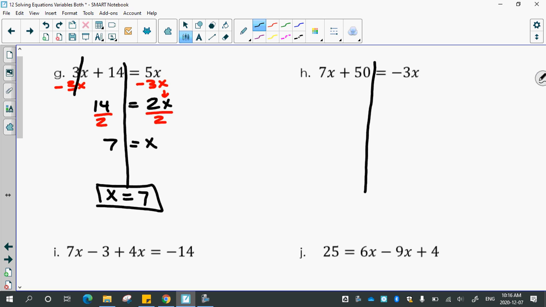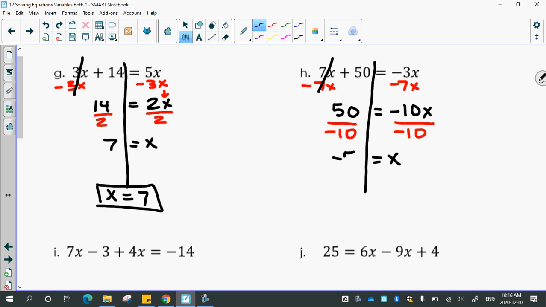And same thing here. Lots of people realized either they wanted to add the 3x to get a positive, but they couldn't because then they would have taken everything off this side, so they had to deal with the minus 7x there. Zero pair, left with 50. And then negative 3 minus 7, negative 10x. And then I saw lots of people dividing by negative 10. They didn't drop the negative, which was great. So they got x equals negative 5. And then turn it around.